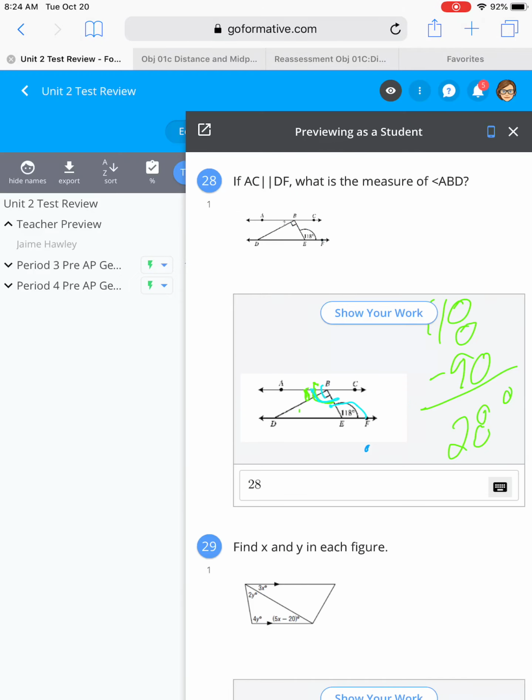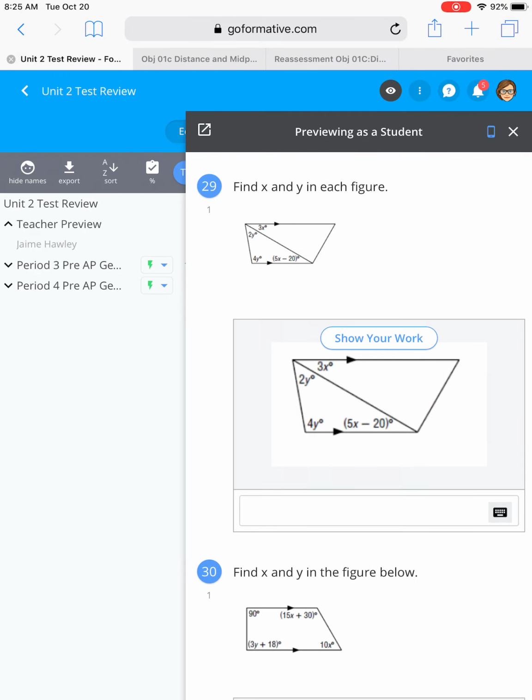And you could put degrees as well, that would actually be better. This one can be a little tricky.